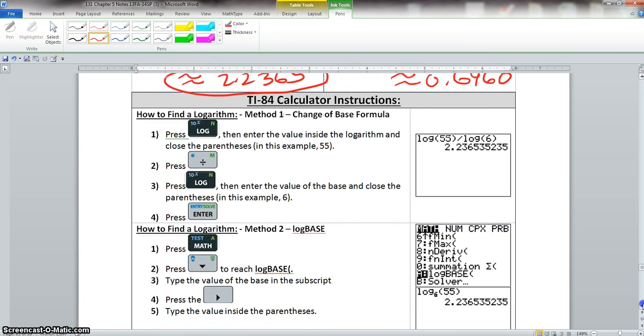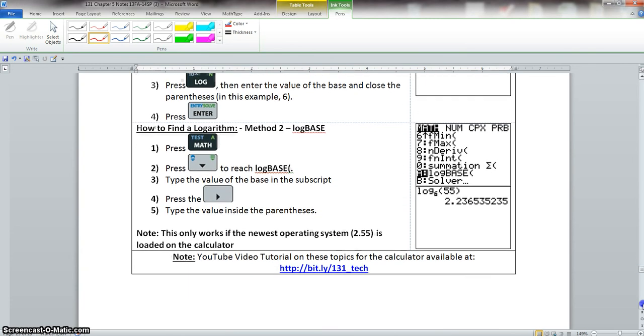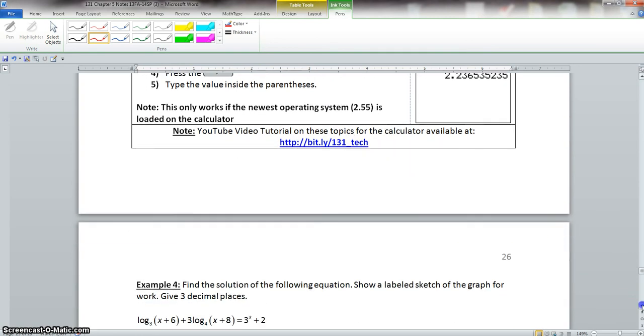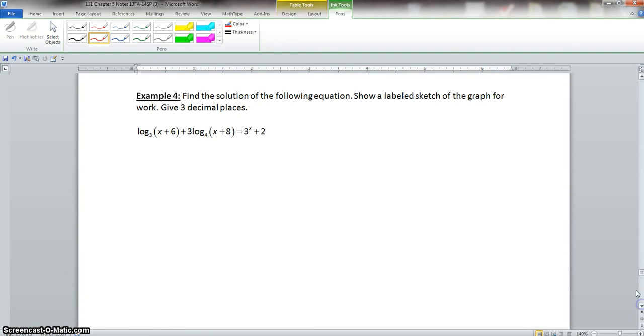Now below here we have our TI-84 calculator instructions. You can read those at your leisure, and if you have any questions, you could first try this website, and then if you still have questions, please come to class and I will answer any questions you may have.